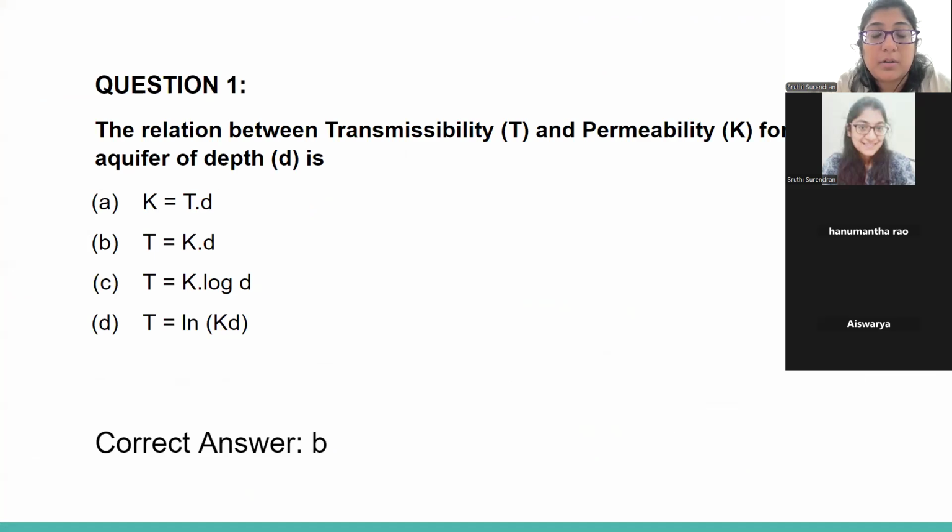Then this is another important concept, transmissibility and permeability and the relationship between them. So T is equal to K into D.